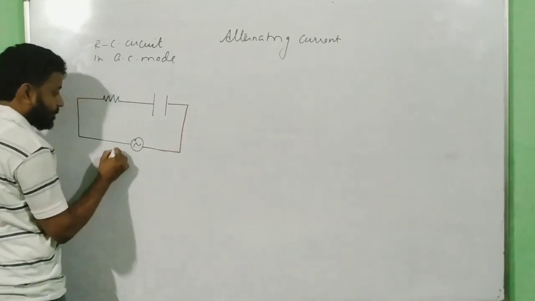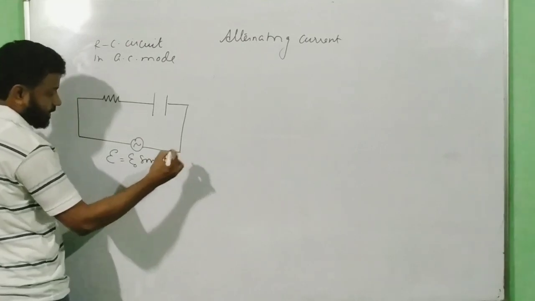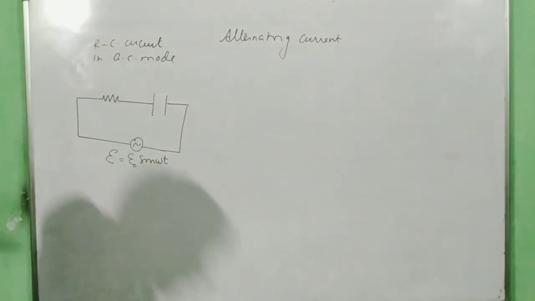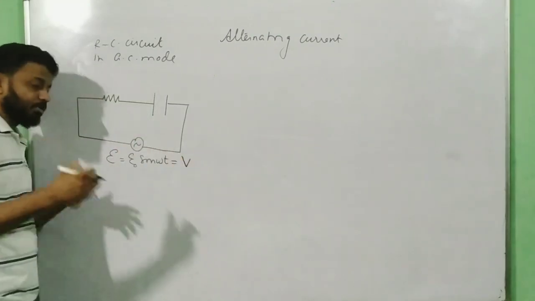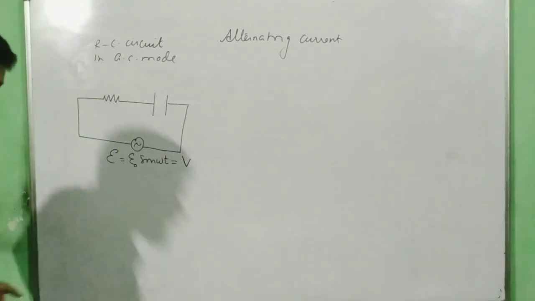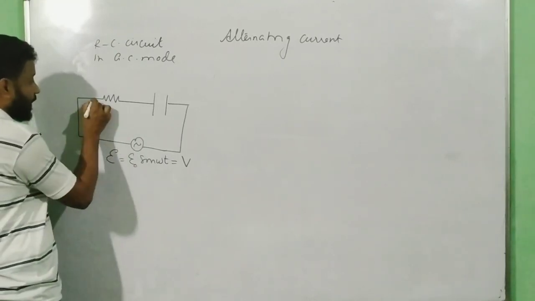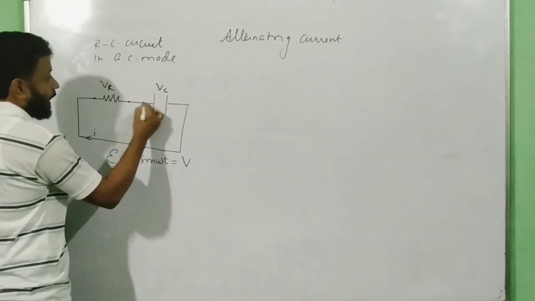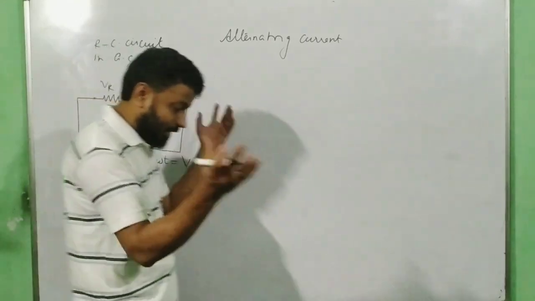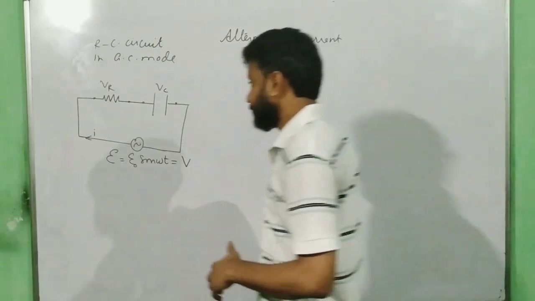Let us say that the applied EMF is equal to E naught sine omega t. And for simplicity, let us say that I am referring to the voltage at any instant of time as V. Now let us say that the current I starts flowing, and this is my VR and this is my VC. There is no rigorous mathematics over here. It's all about the phasor diagram which we are going to see.